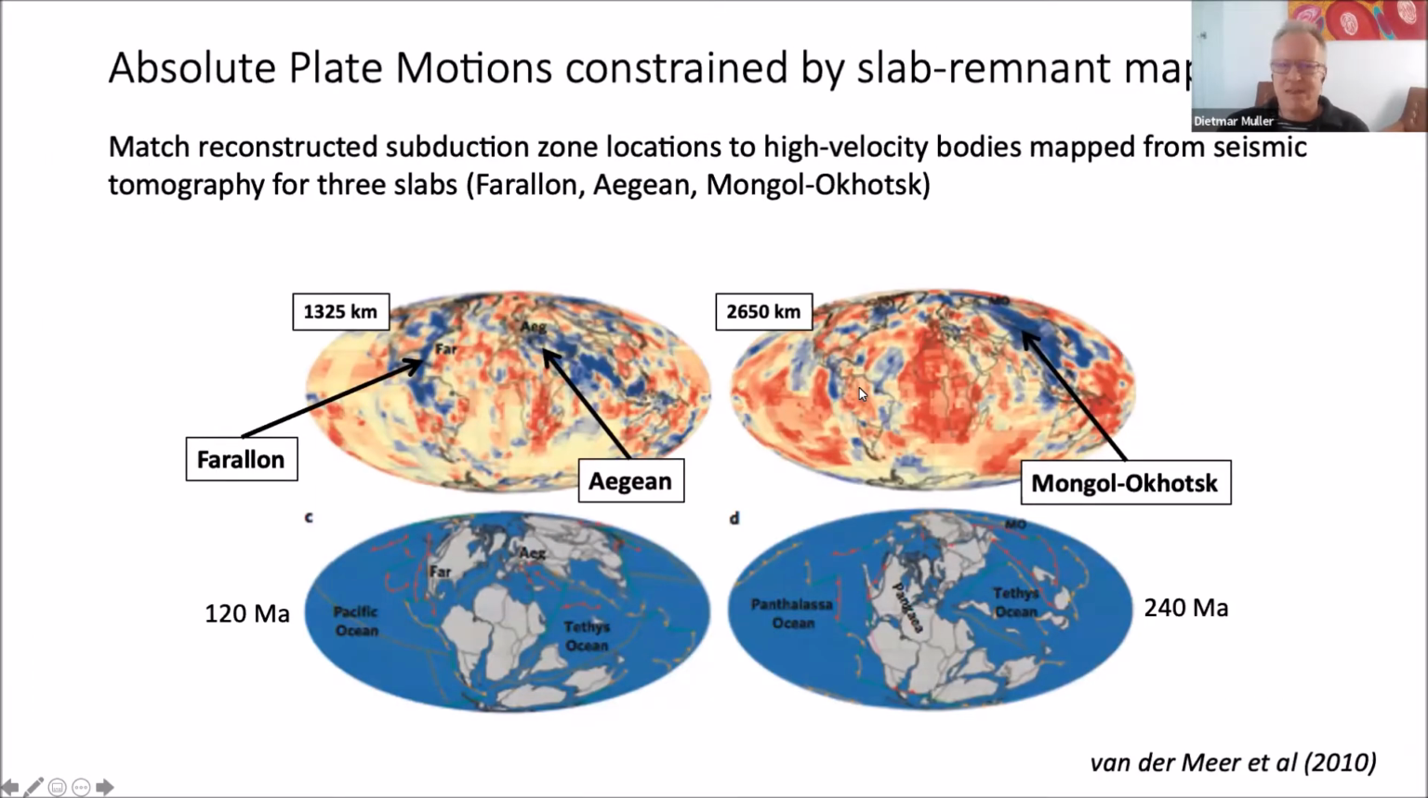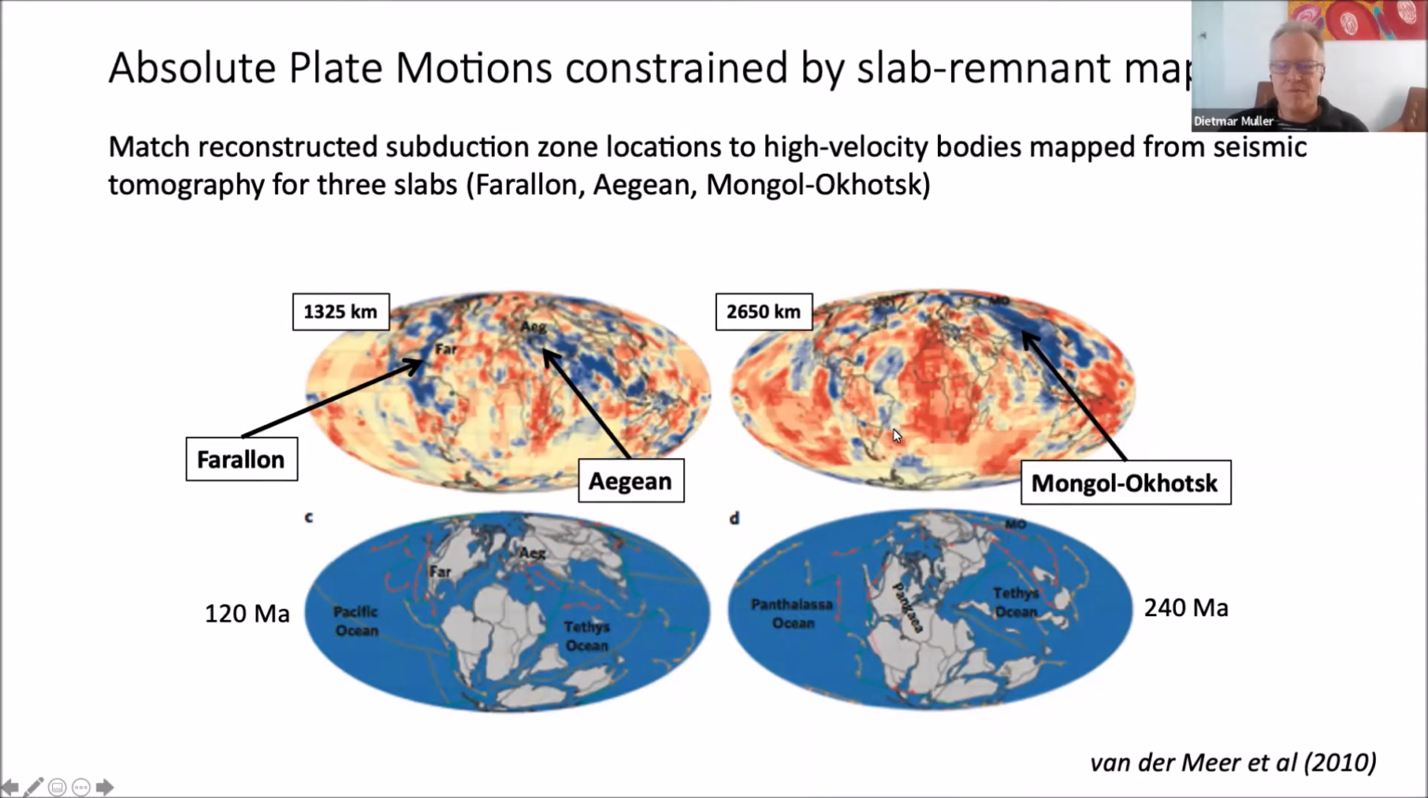Absolute plate motions have also been constrained by slab remnant mapping. The upper figure here shows a P-wave velocity model at two different depths, related to reconstructions at 120 and 240 million years ago. These reconstructions are linked to the tomography by inferring slab sinking rates.